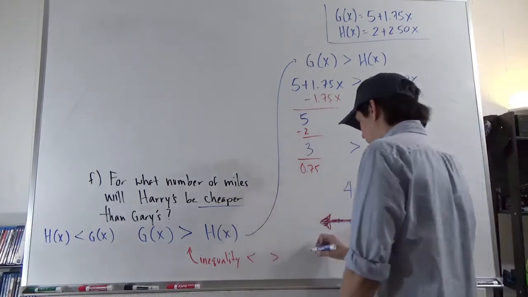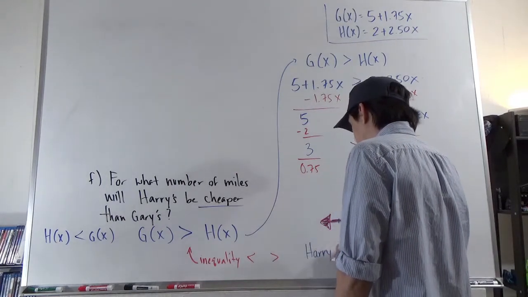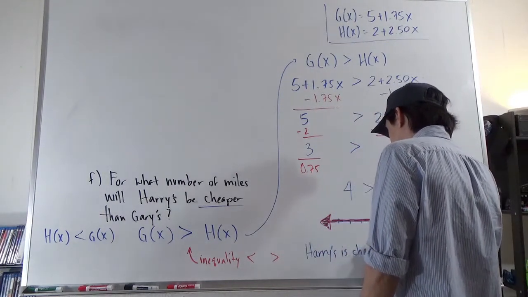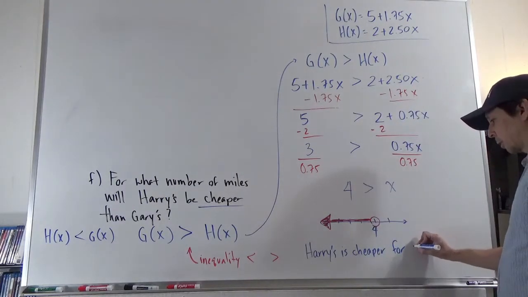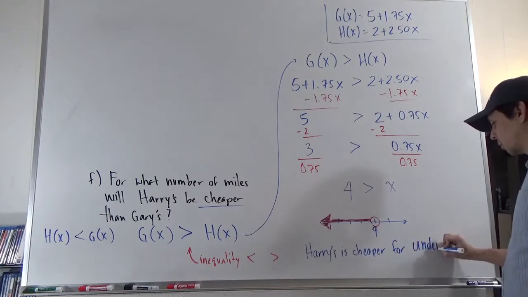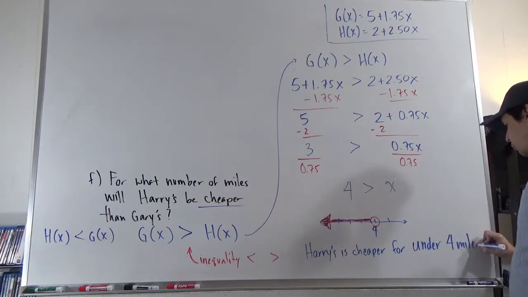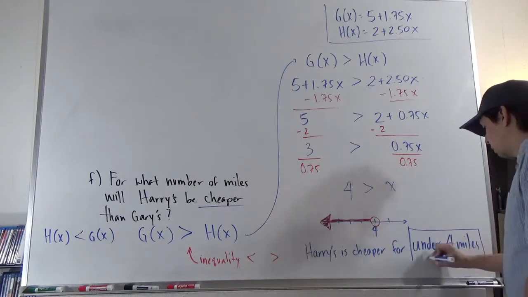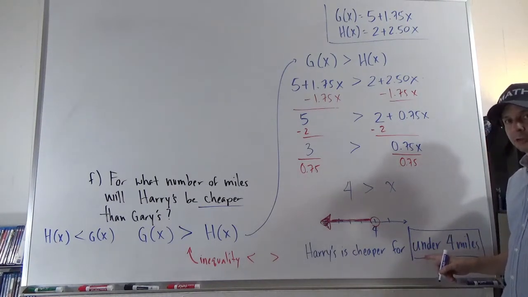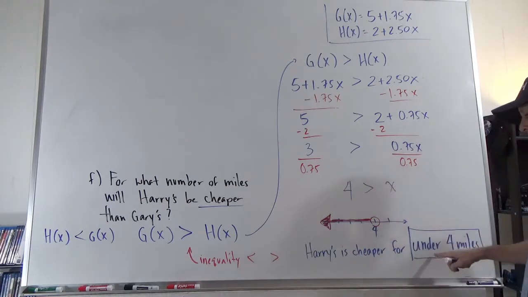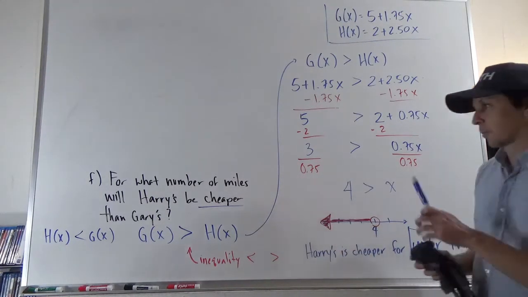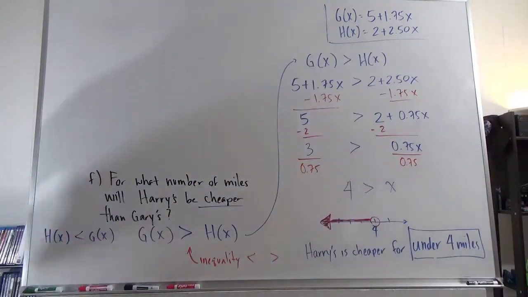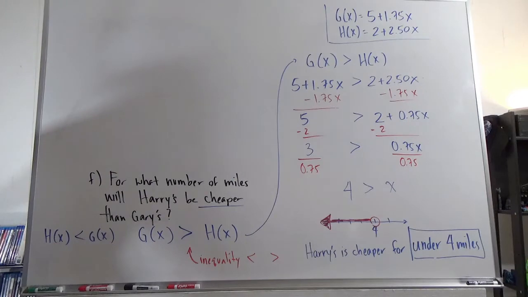Okay, so you don't have to write the whole sentence, but I'm going to for your notes. Harry's is cheaper for, and you don't have to make it grammatically correct, but I'm just going to say under 4 miles. 4 miles is not correct. 4 miles is when they're equal. I want either over something or under something, or before something or after something, or something to the effect telling me which side we're talking about. And under 4 miles is what this represents. Those are the miles for which Harry's is cheaper. Okay. I haven't even taken a break or paused yet, but I'm going to finish this out.